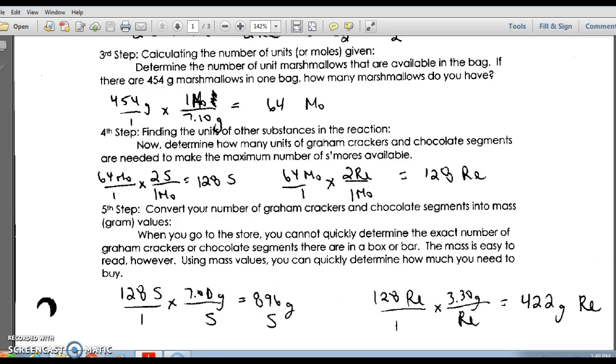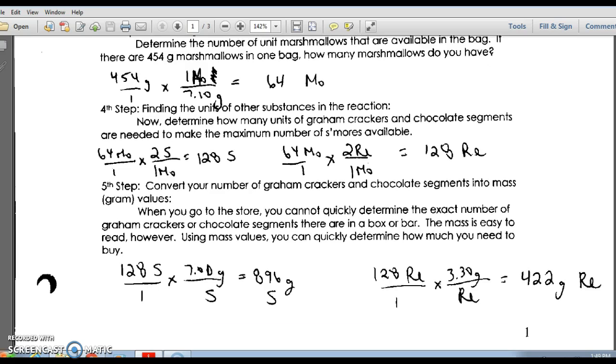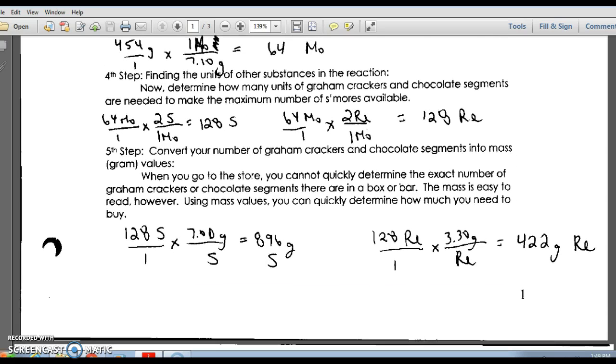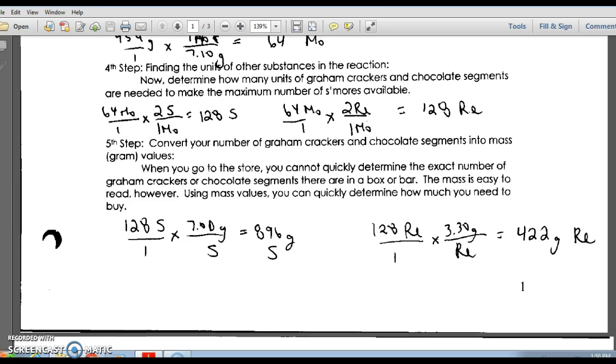The next step is saying, well, I can't just go to the store and say, I need 128 graham crackers. So I'm going to use the molar mass, the unit mass, from the table above to find out how many grams of graham cracker I need and also how many grams of chocolate I need. If I need 128 graham crackers and each graham cracker is 7 grams, then I multiply those together and I get a total of 896 grams. And if I need 128 chocolate pieces and each piece of chocolate is 3.30 grams, then I need a total of 422 grams of chocolate.